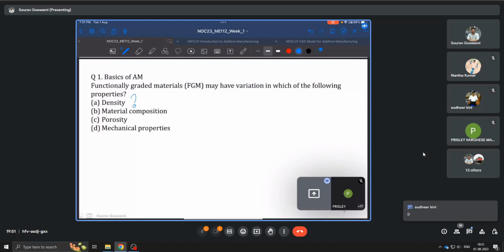Okay, someone is saying D. We'll go step by step. So yeah, FGMs can actually have variation in density like we saw in the example of human bone. Please note that the questions can be multiple correct type.